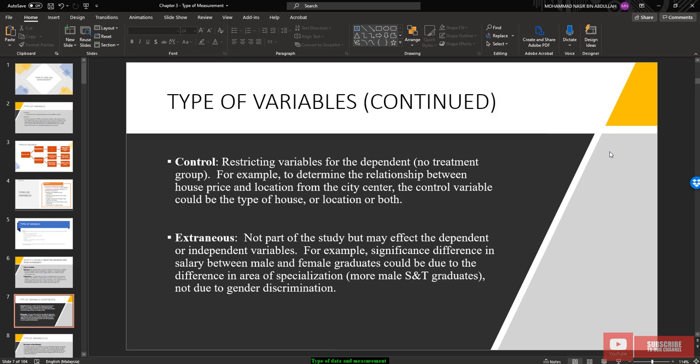For example, a significant difference in salary between male and female graduates could be due to the difference in area of specialization. For example, more males in science and technology graduates, not due to gender discrimination, right? So this is an extraneous variable.